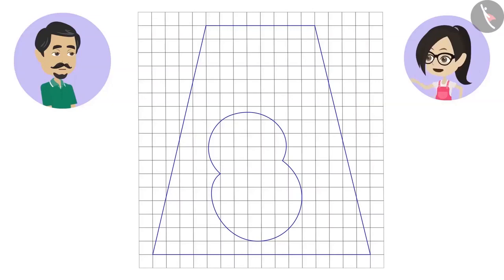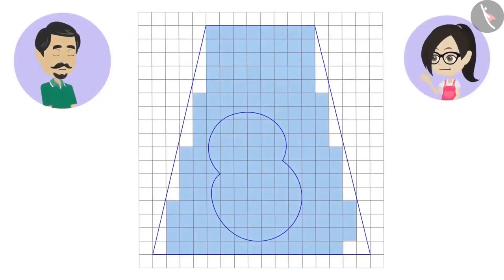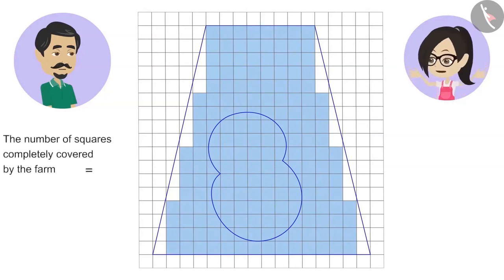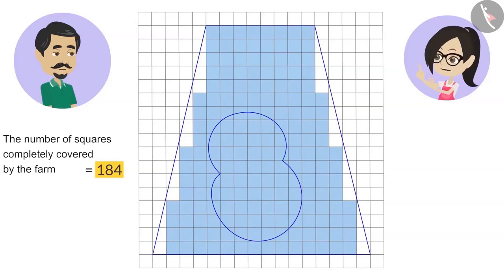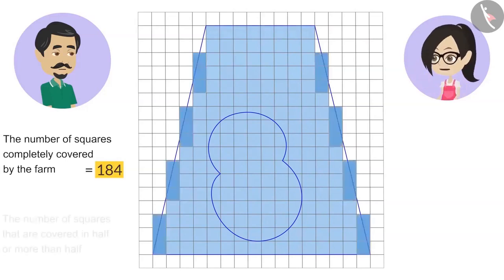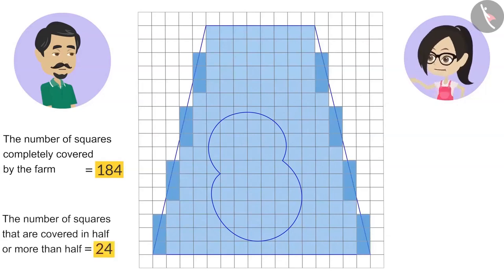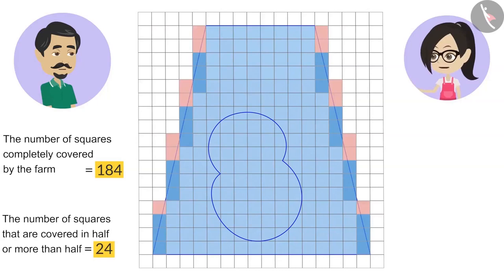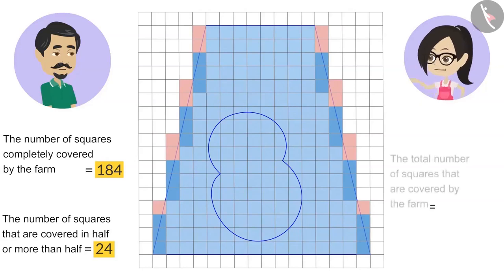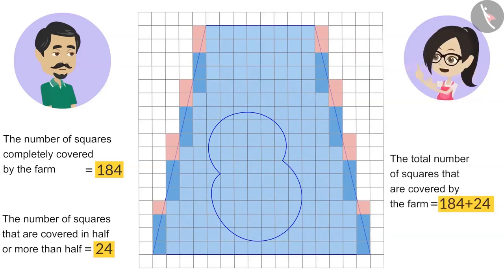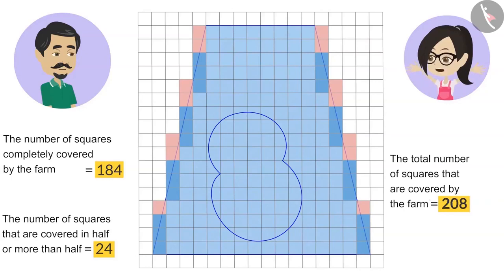Take a look. This farm is covering some squares completely. First, count them. 1, 2, 3, 4, ... 183, 184. The number of squares completely covered by the farm is equal to 184. Now we will count the squares that are covered in half or more than half. Their number is 24. Some of the squares are covered in less than half by the farm. We don't count them. That means the farm has covered almost 184 plus 24 squares. Therefore, this farm covered almost 208 squares.